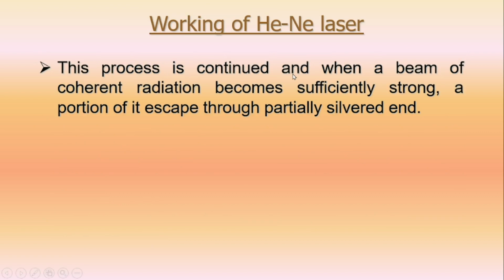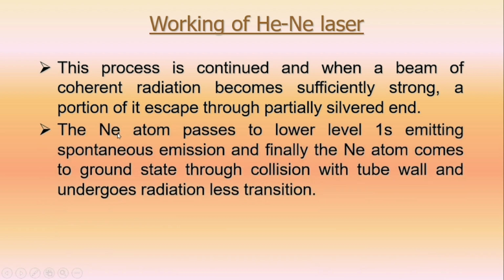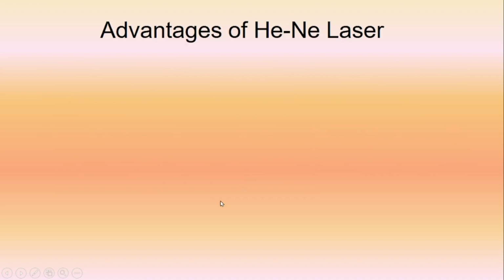This process is continued, and when the beam of coherent radiation becomes sufficiently strong, a portion of it escapes through the partially silvered end, and in this way we get the laser beam from this laser. And the neon atom passes to lower level 1s emitting spontaneous emission, and finally the neon atom comes to the ground state through collision with the tube wall and undergoes radiationless transitions.